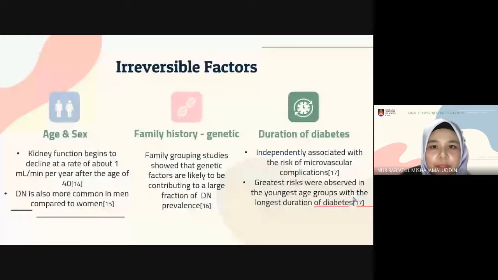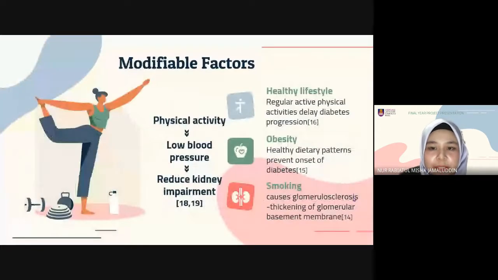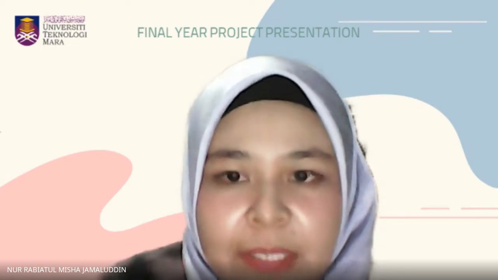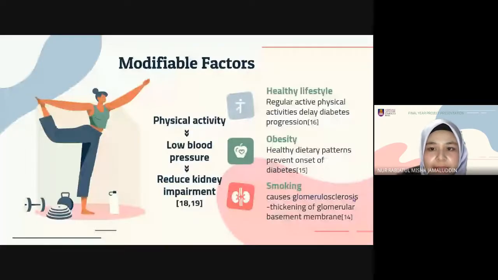Moving on to the modifiable factors, they include healthy lifestyle, obesity, and smoking. Studies show that regular physical activity may delay diabetes progression. This is because physical activity can lower blood pressure and eventually reduce kidney impairment. Likewise for obesity, healthy dietary patterns can actually prevent the onset of diabetes.